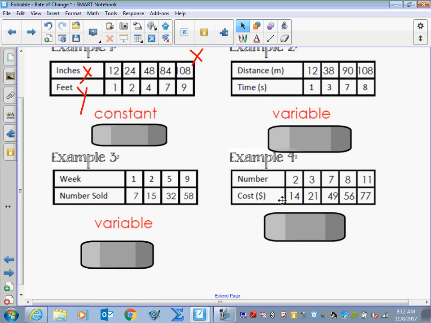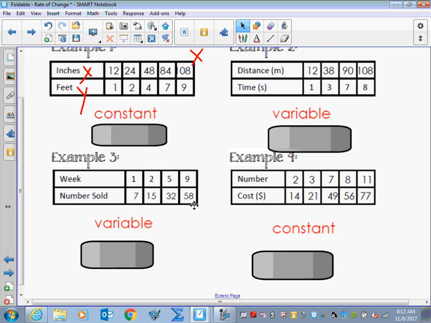Number 4, 14 divided by 2 is 7. 21 divided by 3 is 7. 49 divided by 7 is 7. 56 divided by 8, and 77 divided by 11. So that is a constant.